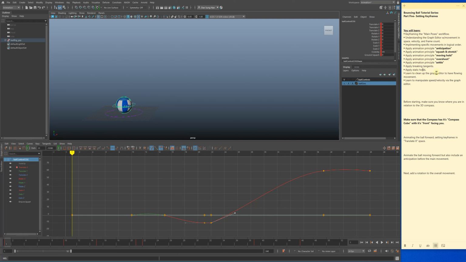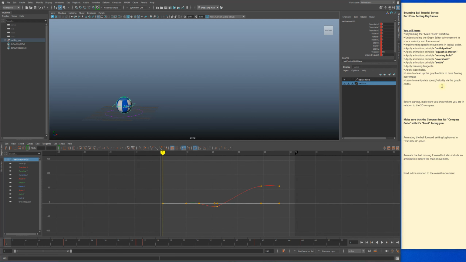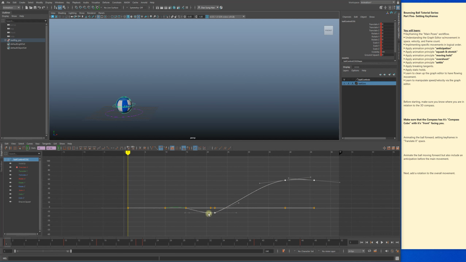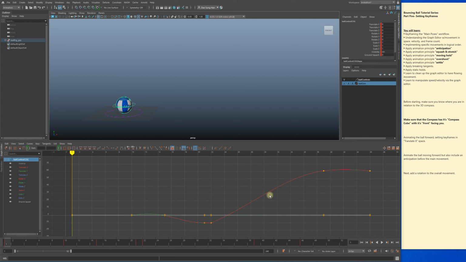Then you're gonna learn to clean up the graph editor, which is super important to have flowing movement. And then to learn to manipulate speed and velocity via the graph editor, which is related to breaking of tangents and understanding the language of these curves, because they show and speak a certain thing in terms of movement.